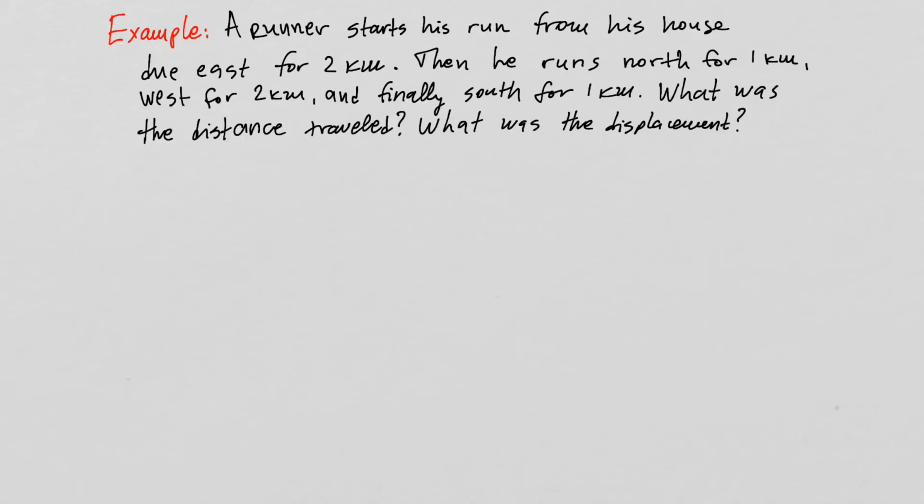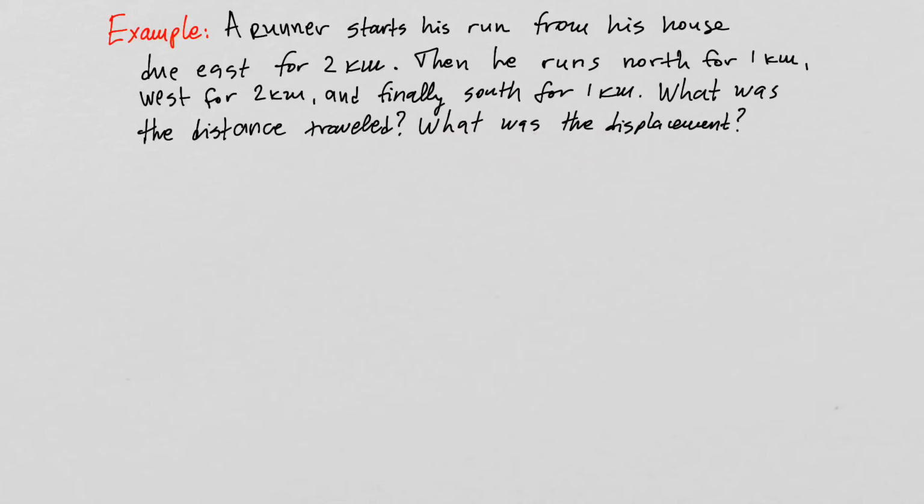Let's do 2 examples to illustrate how to work with displacement and distance. A runner starts his run from his house due east for 2 kilometers. Then he runs north for 1 kilometer, west for 2 kilometers, and finally south for 1 kilometer. The first question is, what was the distance traveled? And the second question, what was the displacement?